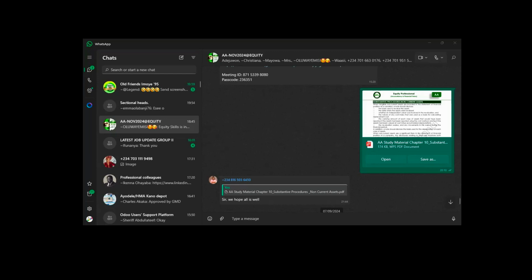Now, for non-current assets, we also need to carry out substantive procedures because we need to establish that these non-current assets actually exist. That's number one. Two, we want to be sure that these assets that exist have values placed on them. Number three, we want to be sure that this asset either belongs to the owner of the business or is borrowed.